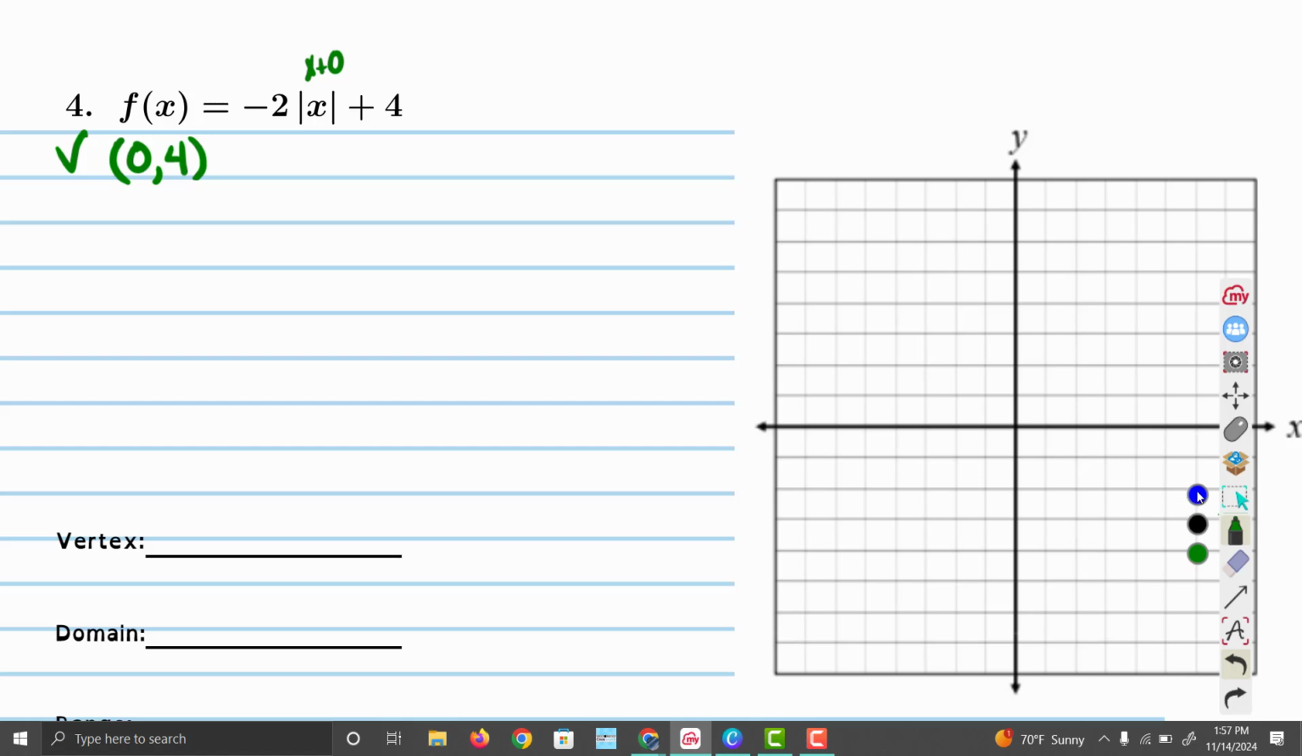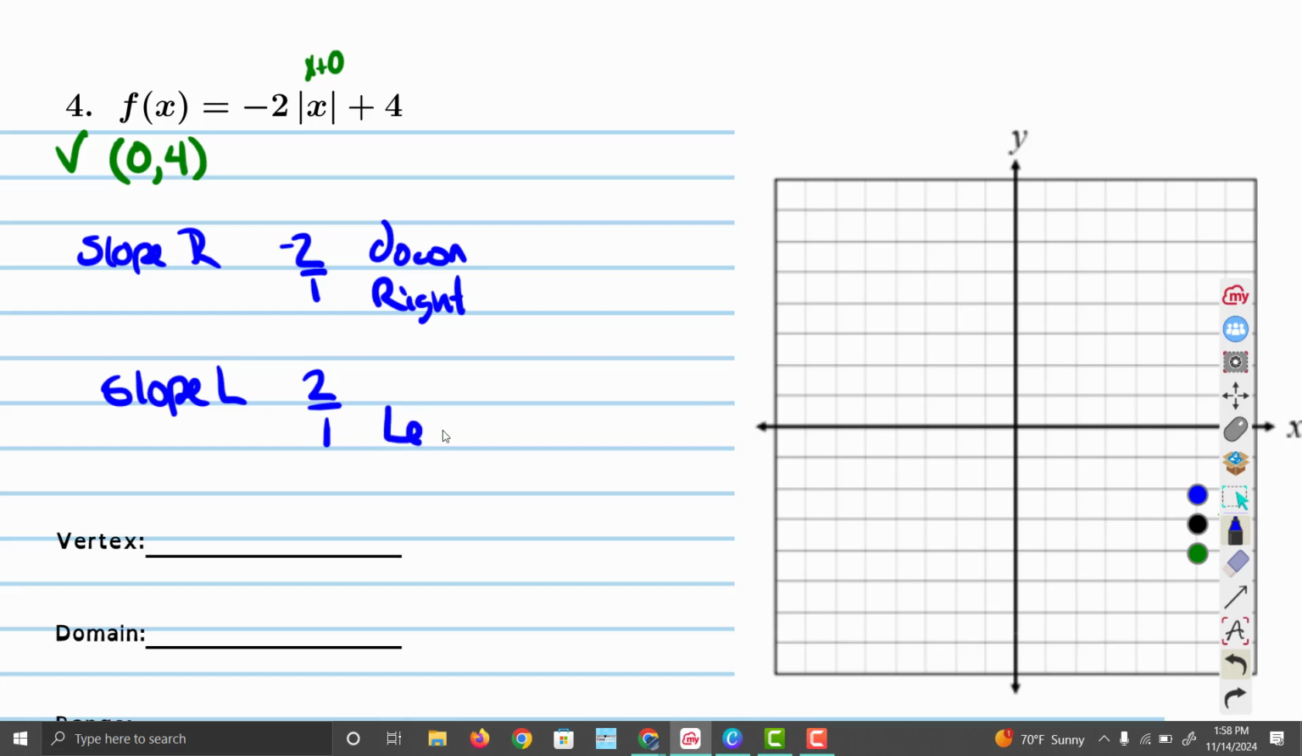move with our slope. Our slope is going to the right is -2/1. So when I go right and I'm negative, that means I go down. My slope going left is going to be a +2/1. So I'm still going down when I go left. And so I plot my vertex, which is at 0, +4.